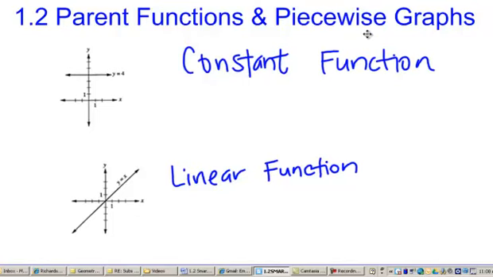It's an important skill, not just for this class, but if you want to be a mathematician, a scientist, an economist, or anything that needs to create mathematical models to solve problems, which is actually used more than what people think. So a thorough understanding of these parent functions is very essential.